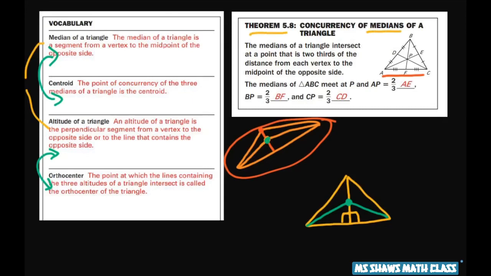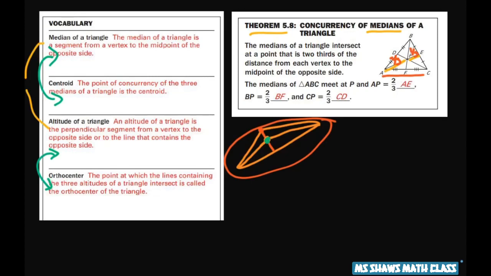concurrency of the medians. So basically, let's look at this. I'm going to erase this. All right, the medians of a triangle intersect at a point that is 2/3 of the distance from each vertex to the midpoint of the opposite side. So, for example, let's see what they're doing. AP is 2/3 of AE. That just means whatever you get here, this would be 2/3 and this would be 1/3.